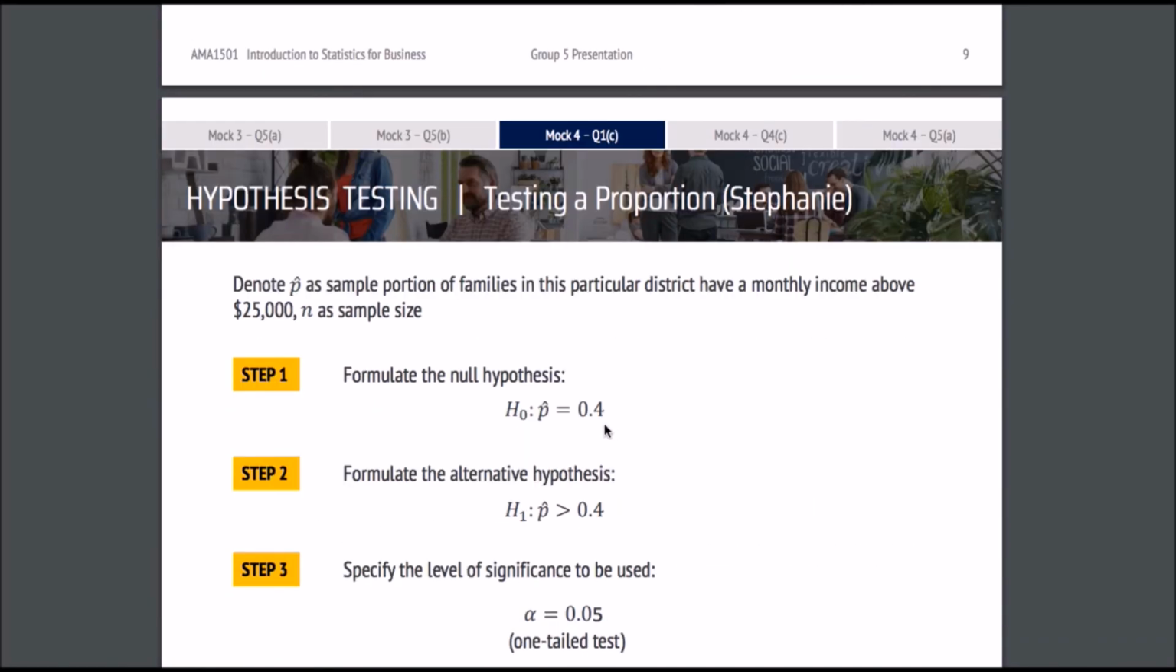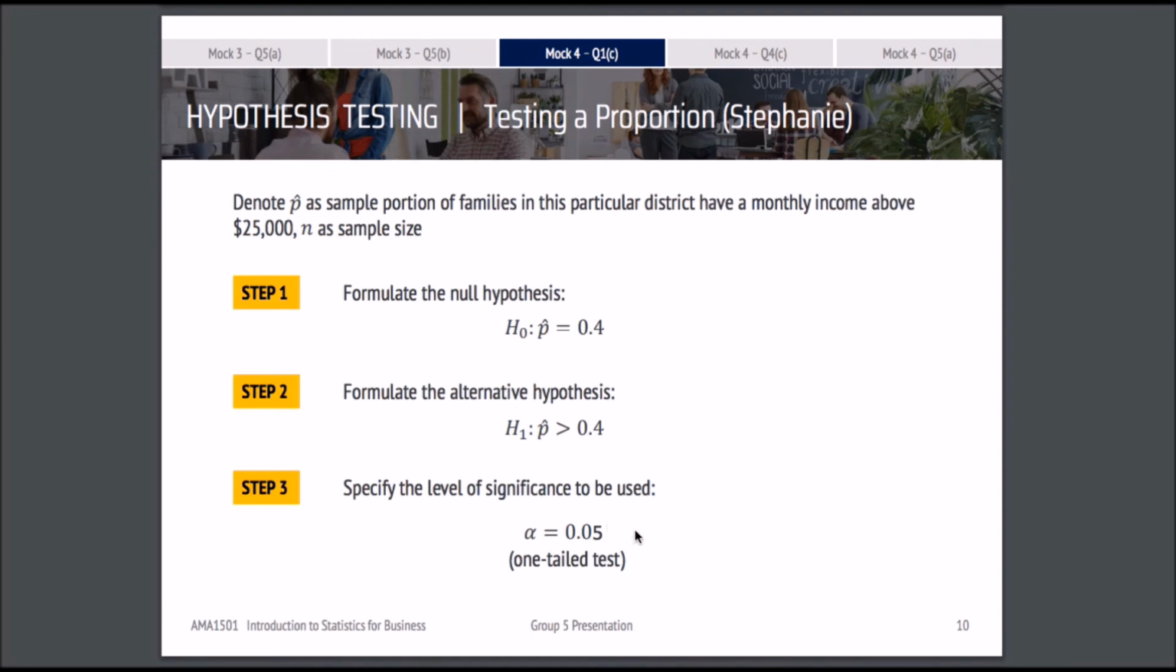In the first step, we are going to formulate the hypothesis. H naught is P equals 0.4 and H1 is P larger than 0.4. Since we do not have the real P, because this is only a random sample, the real P will be estimated by P hat, and alpha equals 0.05, because the question states that the level of significance will be 5%, which is 0.05.